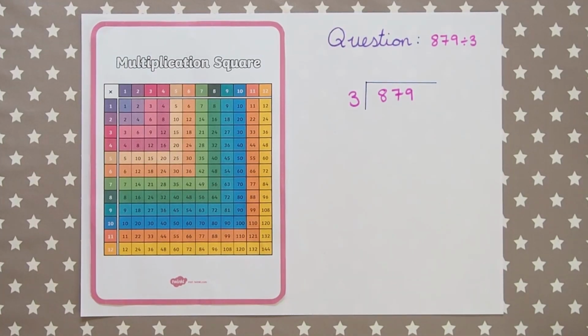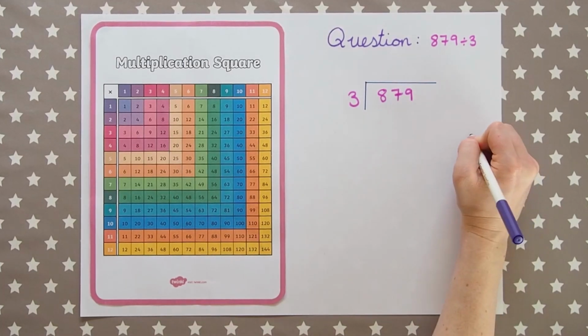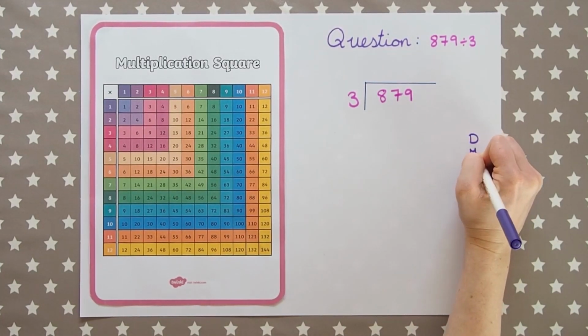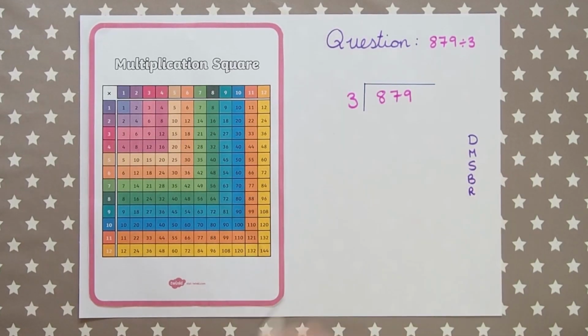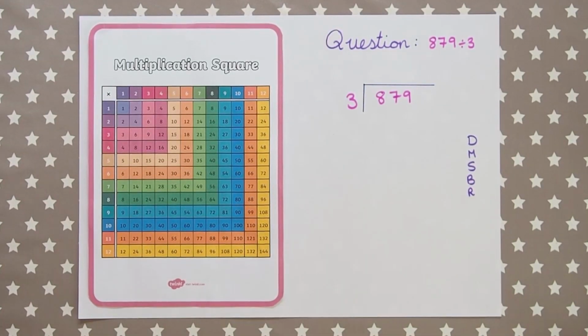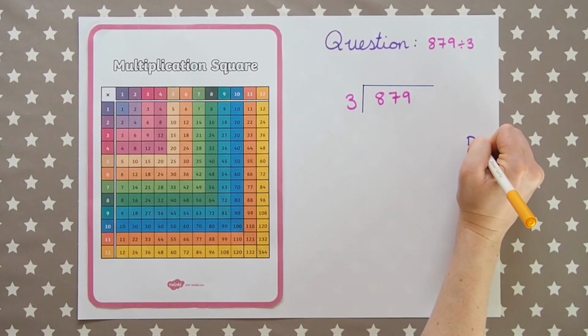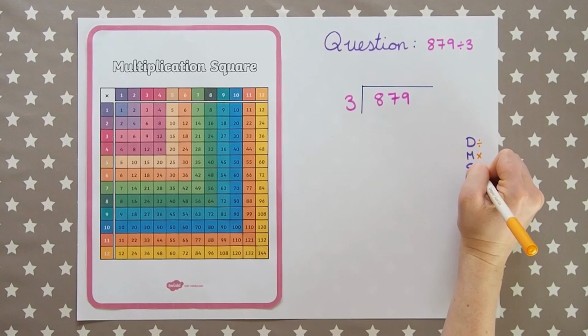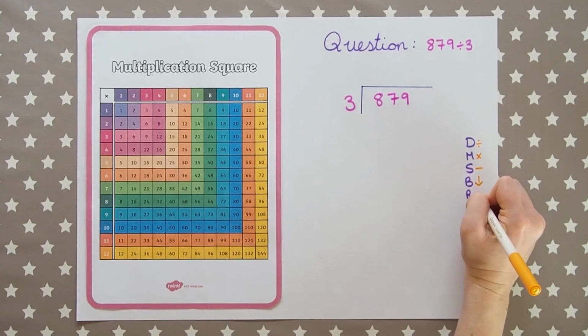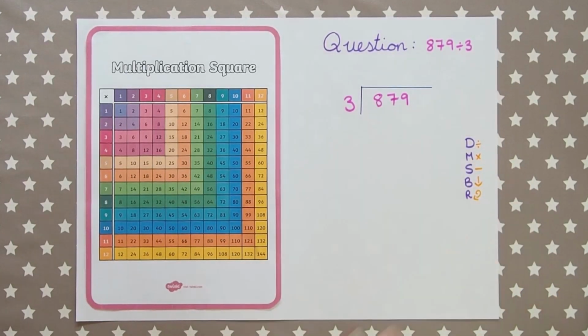Now, long division has been made very easy for us. All you have to do is follow 5 simple steps, and we call them our family rules. You have Dad, Mom, Sister, Brother, and Rover, which stands for division, multiplication, subtraction, bring it down, and repeat, or remainder.